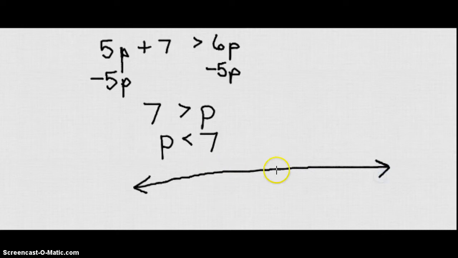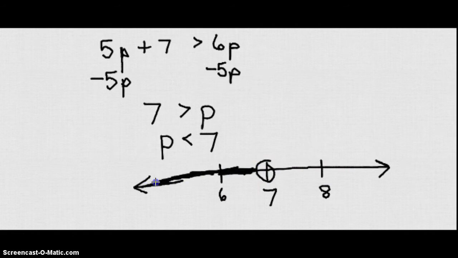It's usually best to put your variable on the left side. So that we have 7 on our number line, 6 is going to come before it, 8 will come after it. Again, it doesn't include that 7, so we're going to leave an open circle there, shading everything to the left. This is p is less than 7. So that concludes our discussion of solving inequalities with addition and subtraction.